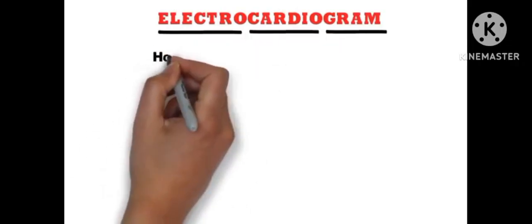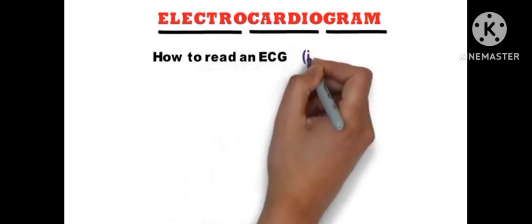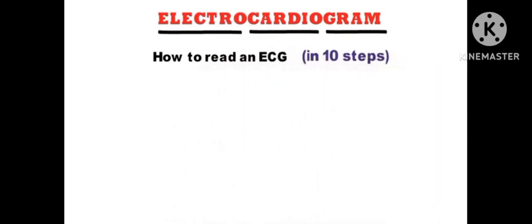ECG. This is by far the most important topic for all the medicos. Sometimes you get confused after seeing the ECG, for example, presentation of electrical activity going on in the heart. Now, how to read an ECG in just 10 steps.